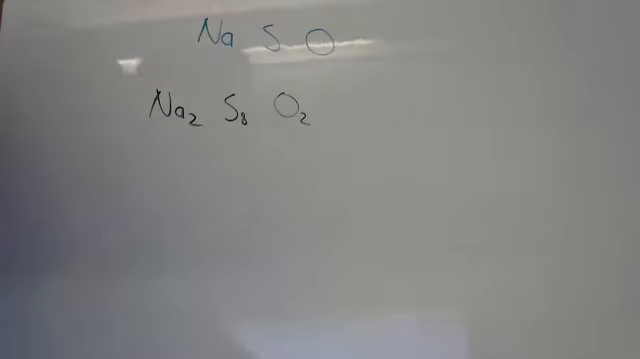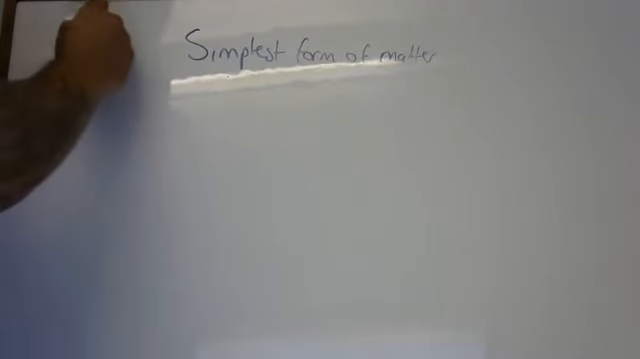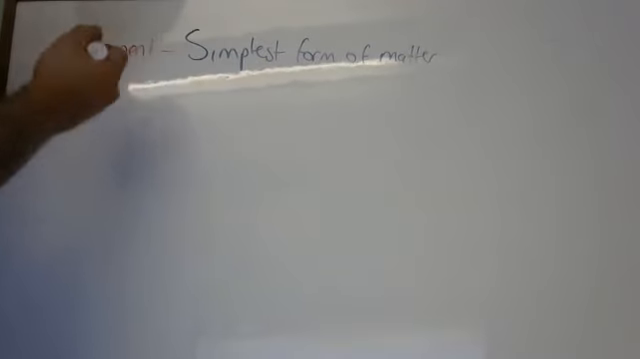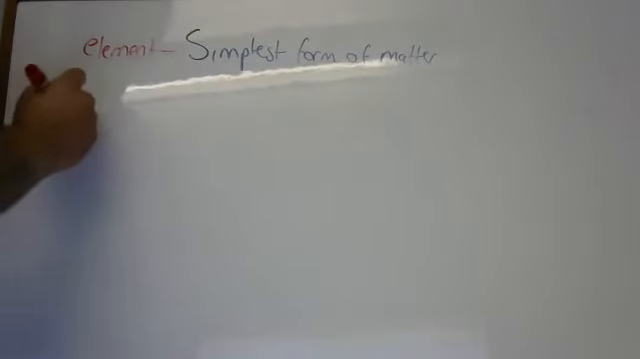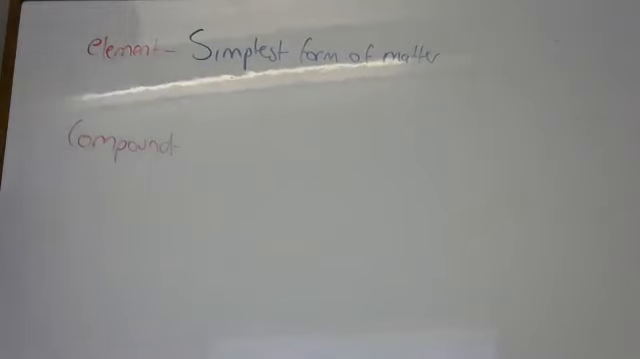So, an element is the simplest form of matter. All my pens are dying. So, elements are the simplest form of matter. They cannot be broken down any further than what they are. All these pens have died in the heat. So compounds, another one.